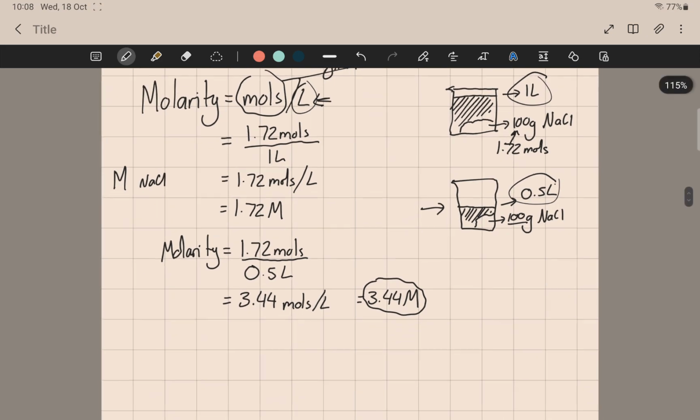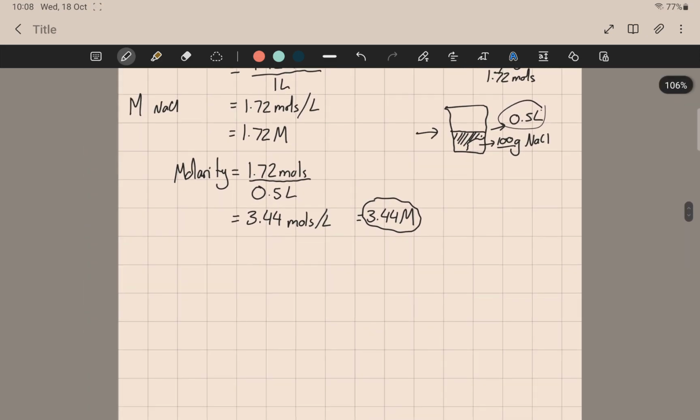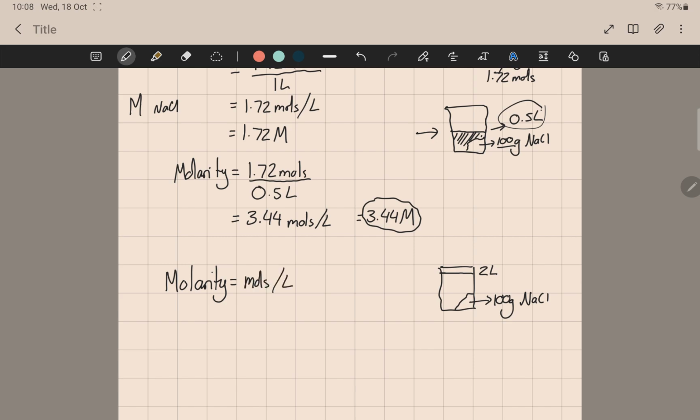Now I'm going to go through one more example with you, and I really encourage you to pause the video and have a go at calculating it yourself before you watch me walk through it. Okay? So in our final example, we have our beaker, all right? We have our pile of 100 grams of sodium chloride. But this time, we've got 2 liters of water, all right? So what is our molarity of sodium chloride in that case? All right, so remember, molarity is the number of moles per liter. All right, pause the video now and have a go at calculating this.